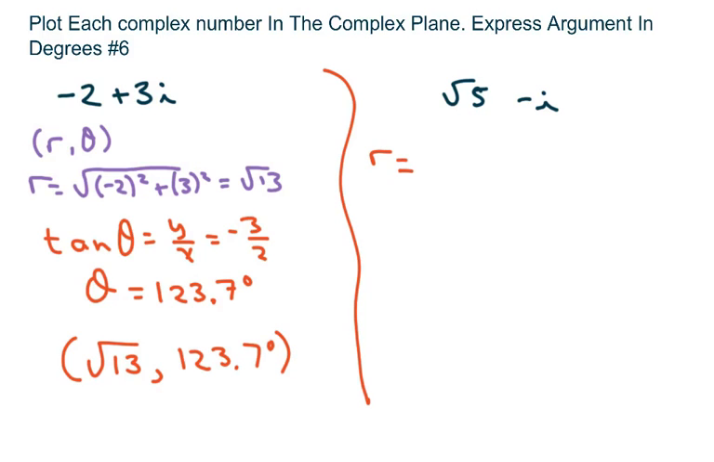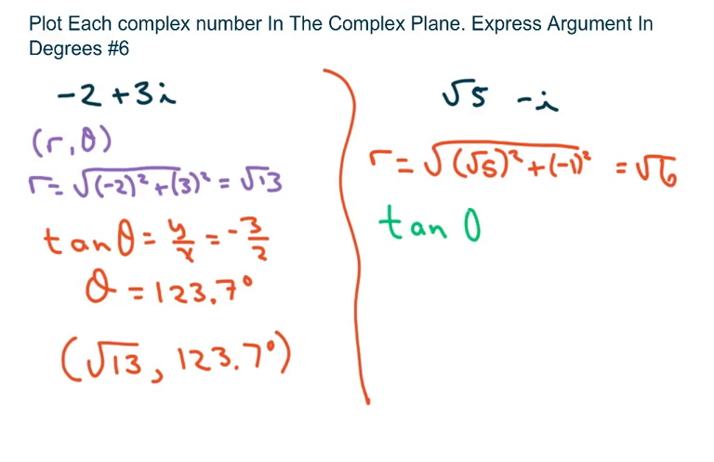We get r equals square root of 5 squared plus negative 1 squared, which gives me square root of 6. Actually, on this one, we get square root of 6. And then for tan, we get y over x, which is going to be negative 1 over square root of 5, which equals negative square root of 5 over 5.